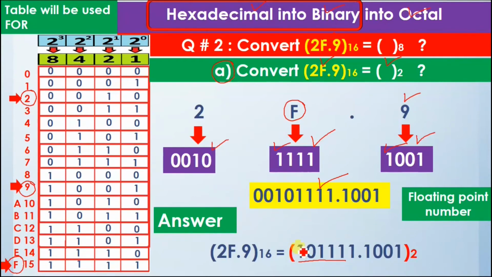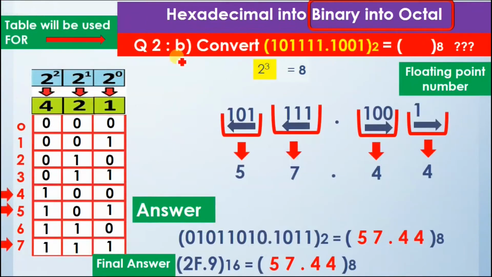While calculating the final answer, we have omitted these 2 zeros. They are extra. You can add them, and if you don't add them, still the value of the number will remain the same. Okay. Now in the next part B, we are going to convert this binary number into octal.